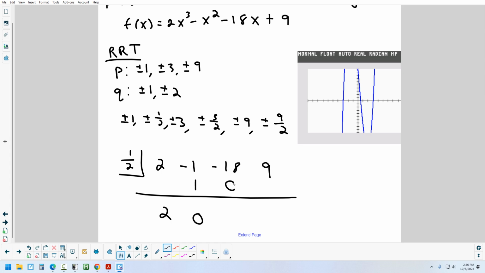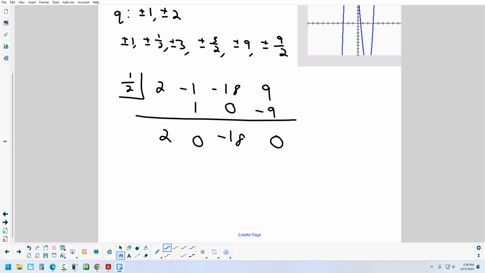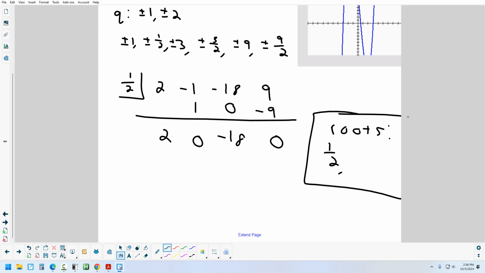Half of 0 is 0. Add those up. What's half of negative 18? Negative 9. Yep, negative 9. And add those up, and there's my remainder. Okay, so we know 1/2 is a root. Let's see what else there is.